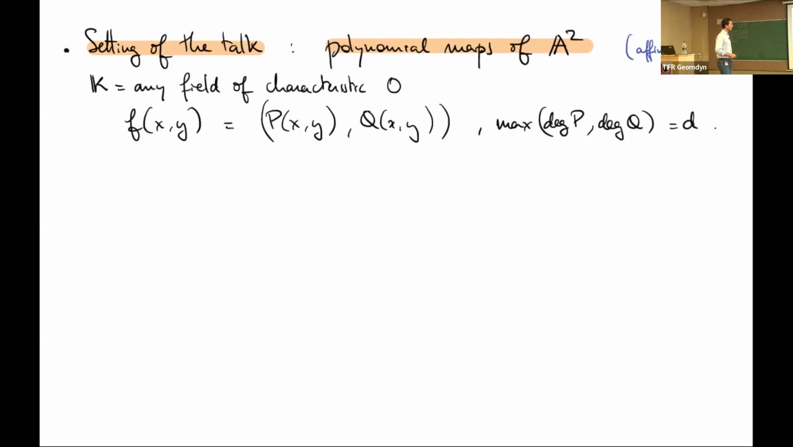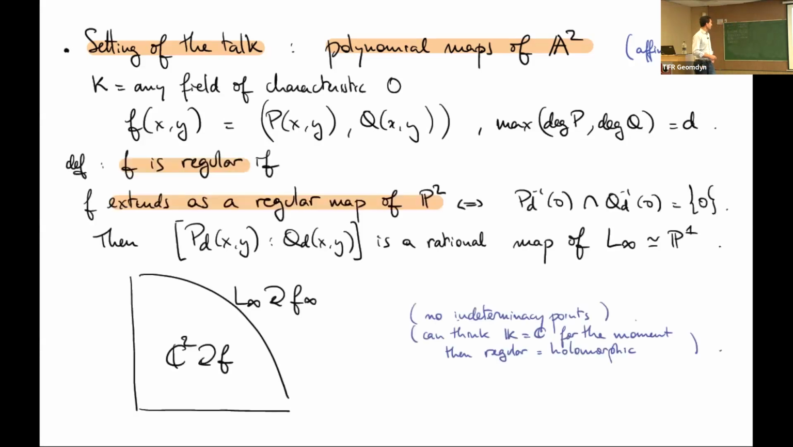Let me take any field of characteristic 0 and define a polynomial map. It is a map from K^2 to K^2, defined by two polynomials of two variables, and D will be the degree, the maximum of the degrees of these two polynomials. There is an important class of mappings: any polynomial map of C^2 can be extended to a rational map of the projective plane. But beware that in higher dimension, rational does not have exactly the same meaning as in one dimension. Rational means not defined everywhere, so a rational map can have indeterminacy points.